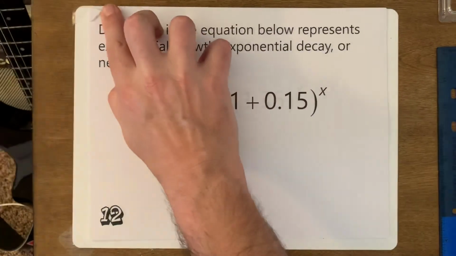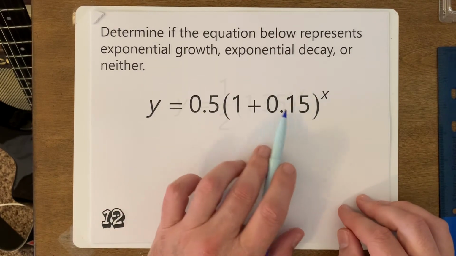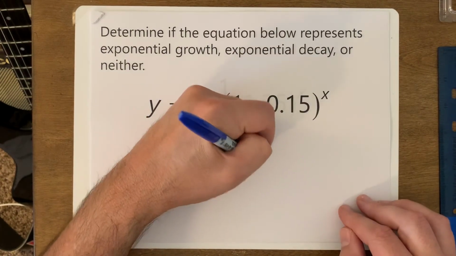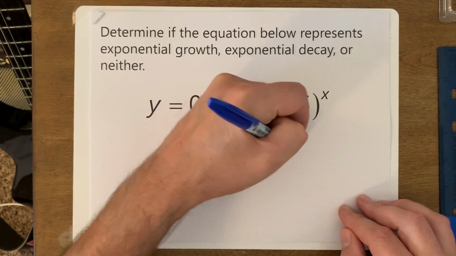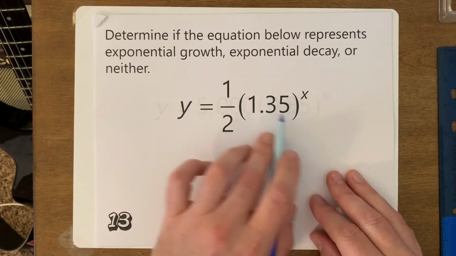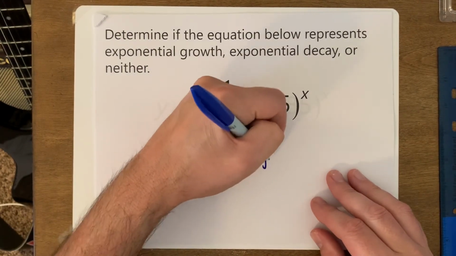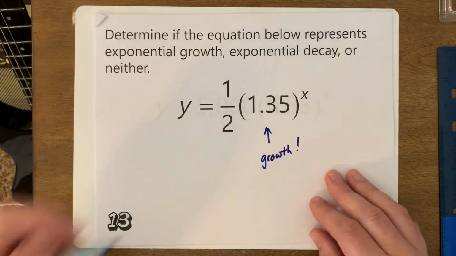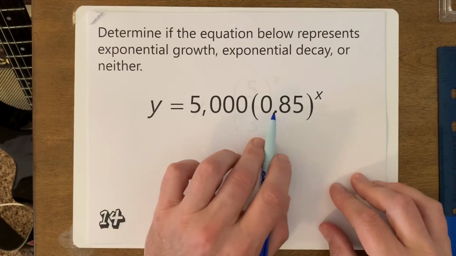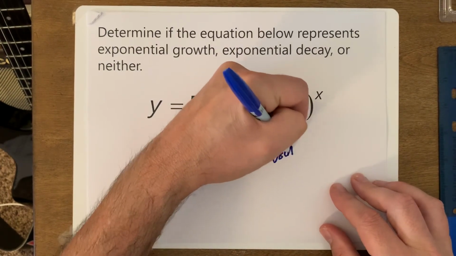All right. What about this one? Determine if it represents growth, decay, or neither. 1 plus 0.15 is definitely going to be bigger than 1. So all of that for that base is going to be growth. Okay, here we have a base, and we don't even look at this really. 1.35 is bigger than 1, so that right there determines growth. All right, here we have 0.85, that's between 0 and 1, and so that's going to be decay.